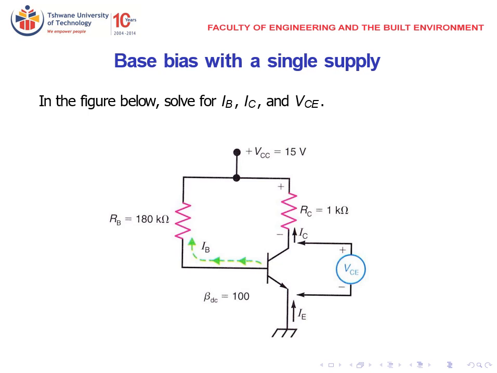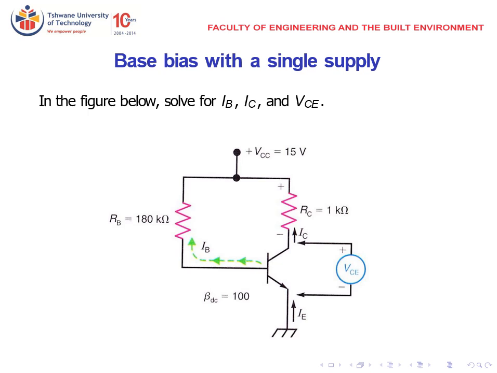to one supply. On the previous question, we had two supplies, VBB and VCC. VBB supplied the voltage for your base through resistor RB, and then we had VCC supplying the collector through RC. So now here we have one voltage supply. VCC is connected to both RB and RC.